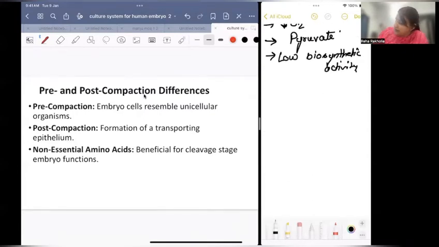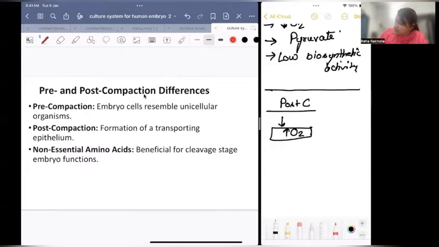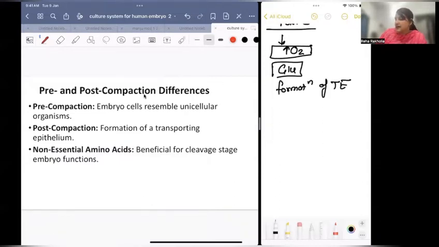Now post compaction: high oxygen consumption. It prefers glucose. In this, formation of transporting epithelium is there, and high biosynthetic activity.